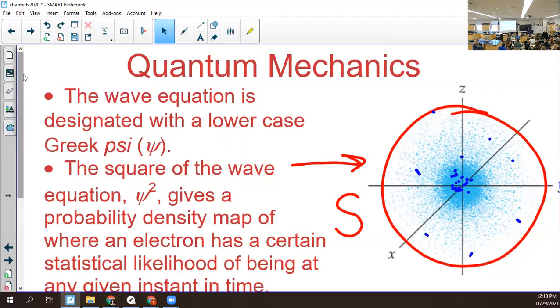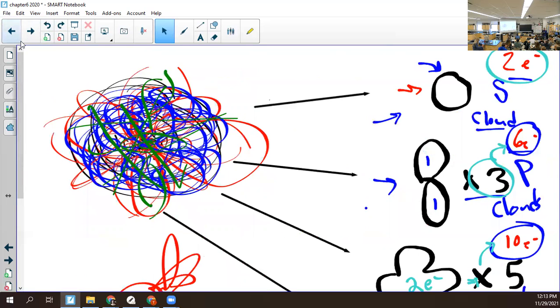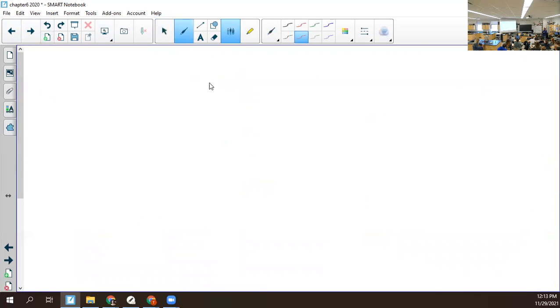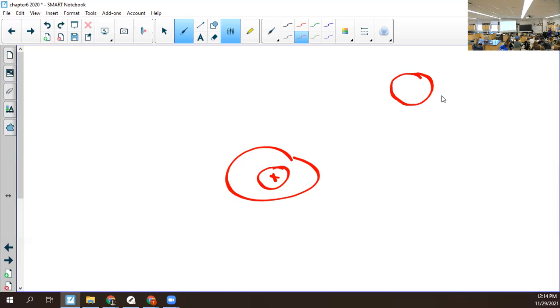Okay. Now, these clouds, if you remember, I drew some shapes. Let me draw this again. So I said we had a nucleus and then we had a circle, correct? And then a circle. This is valuable. This is stuff you got to know, so you should write it down. Anytime an electron resides in a spherical cloud, it's labeled with an S.